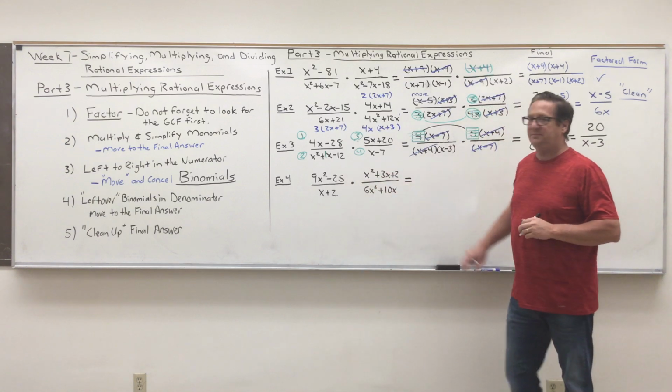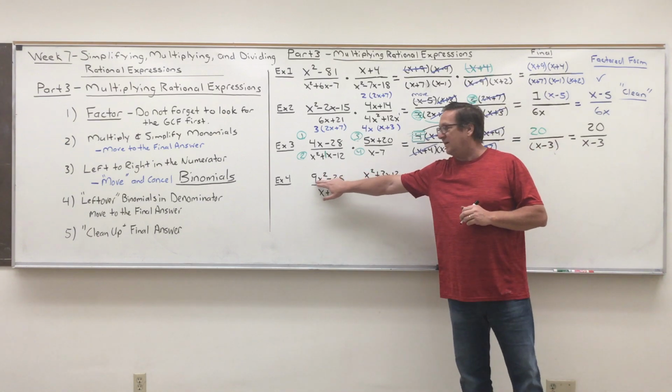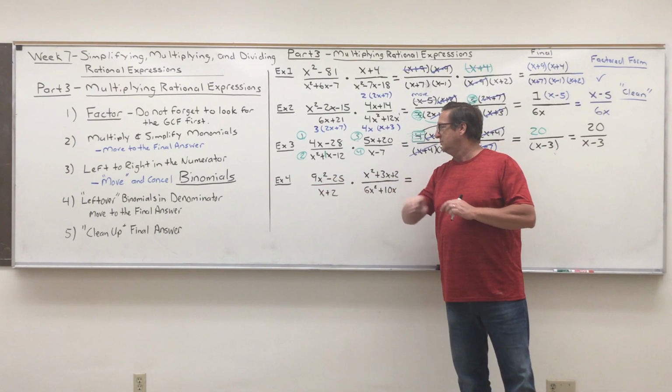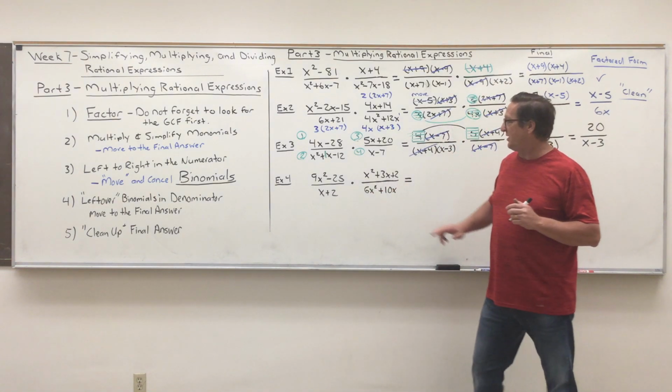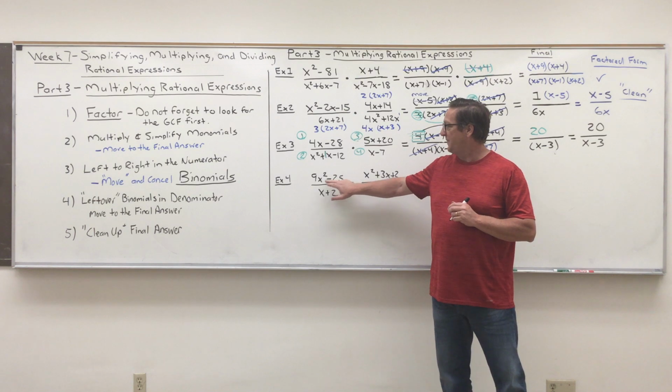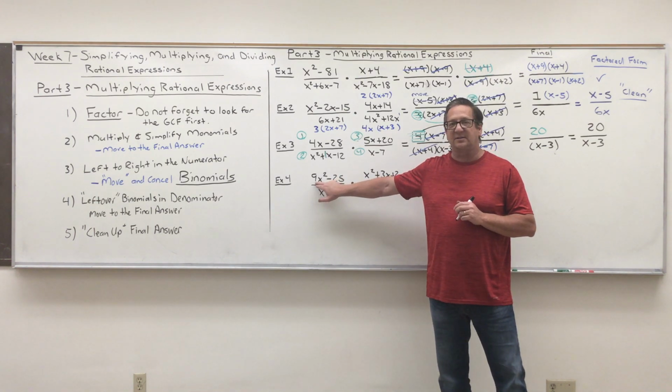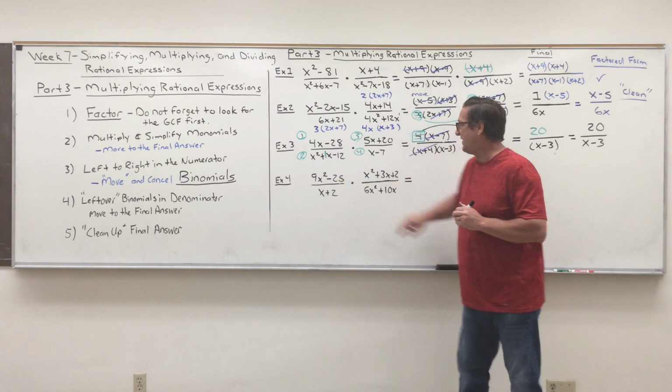4 problems. Problem 1. Wow, I got a 9 right here. But there's no GCF. But I do have the difference of squares. So I've got subtraction. Square root of 9x squared is 3x. Square root of 25 is 5.